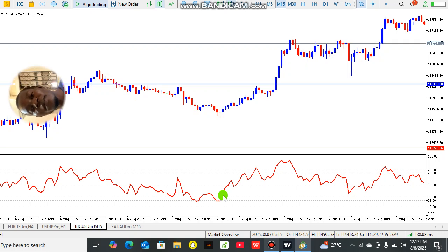So before I became a professional trader, I started from somewhere. I started using indicators. I tested one indicator after the other, and the RSI was one of the best indicators that helped me to make a lot of money on the forex market.